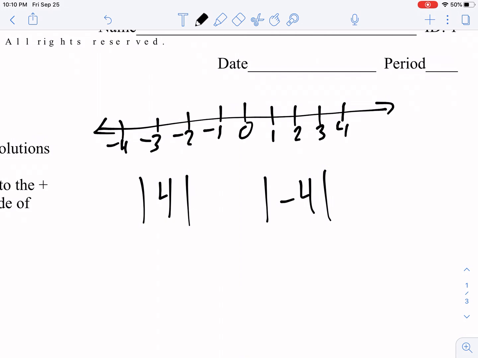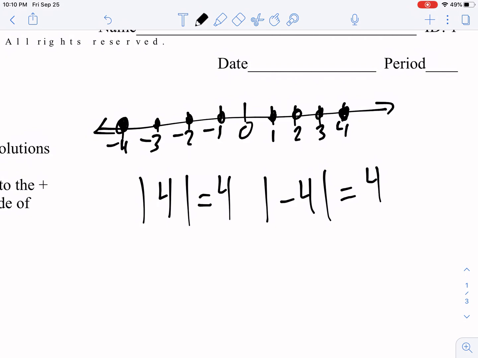So what that says is how far away is 4 from 0? Well, here's 4. How many units away from 0 is 4? 1, 2, 3, 4. So the absolute value or the distance of 4 from 0 is 4. Okay? What about negative 4? Negative 4 is here. How far away is it from 0? 1, 2, 3, 4 units. So the absolute value of a negative 4 is also 4.